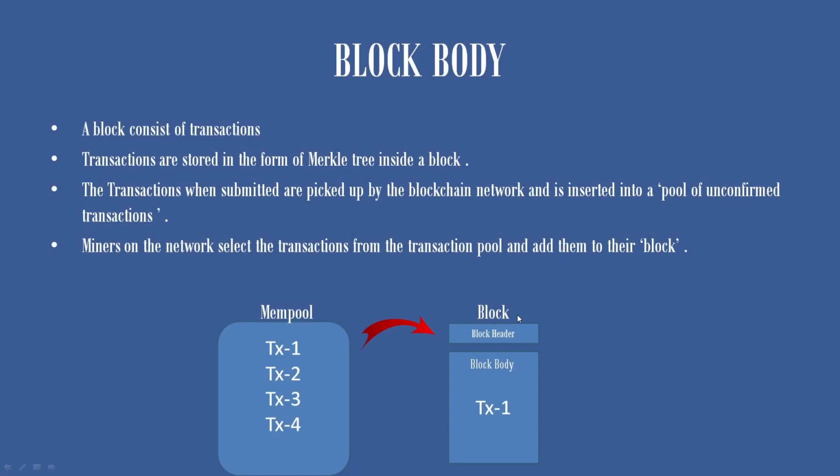The next one is block body. A block body consists of transactions. Transactions are stored in the form of a Merkle tree inside the block. The transactions are submitted, picked up by the blockchain network, and inserted into the pool of unconfirmed transactions. This pool is known as the transaction pool or mempool. The miners on the network select the transactions from the transaction pool and add them into the block, specifically into the block body. So moving on, let's see how the Merkle tree works.